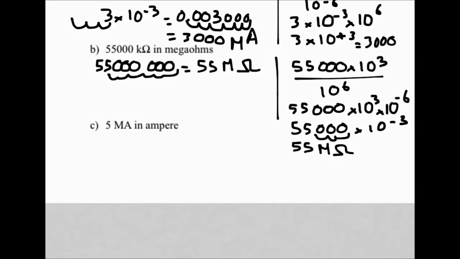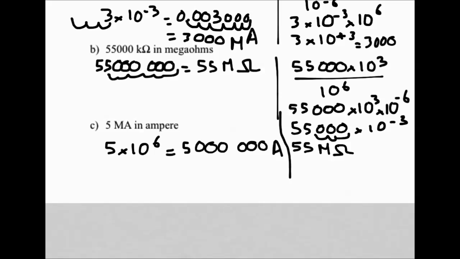Now, 5 mega amps in amps. But this time I'm going straight to the main unit. So I just have to convert the 5. So 5 mega. What's mega? Mega is 10 to the power of 6. Okay? And what's 10 to the power of 6? So again, if I have a plus 6, I move my decimal point. I add 6 zeros. So that's 5 million amps.